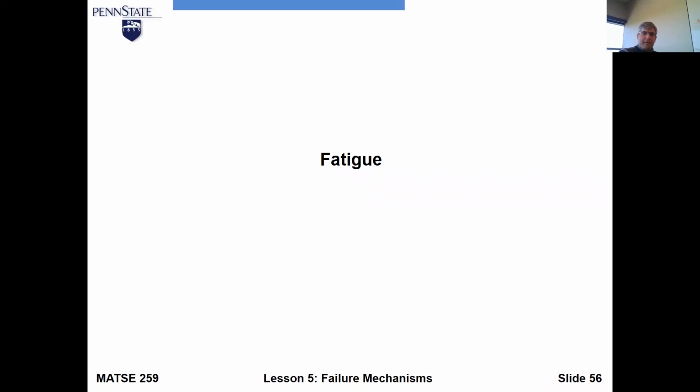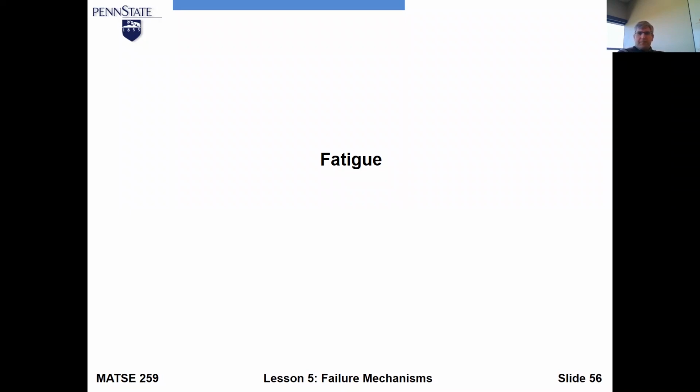So welcome back, everybody. We're going to continue on with our work in lesson 5 on failure mechanisms. And we're going to move away a little bit from static stress states, which were the primary emphasis of our previous portions of this lesson when we talked about fracture and even strain rate effects. We're going to move into a phenomenon called fatigue, which is basically cyclic loading of parts.